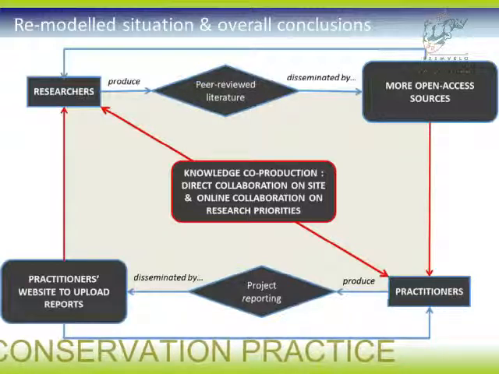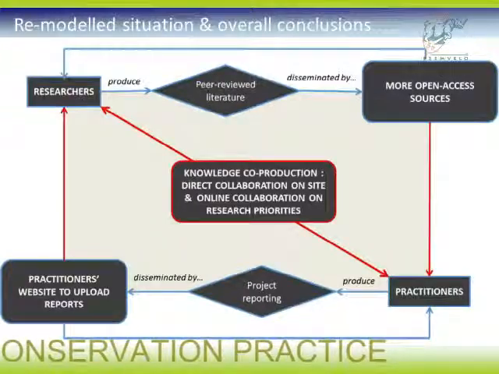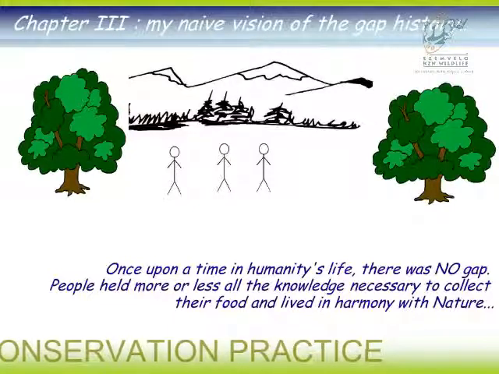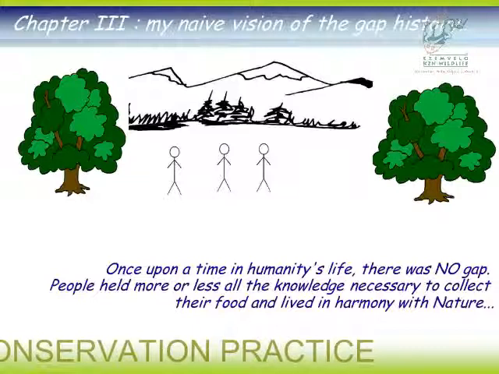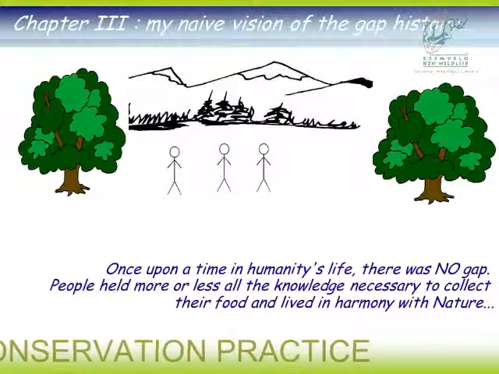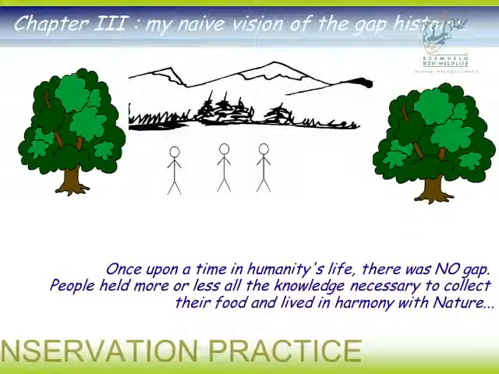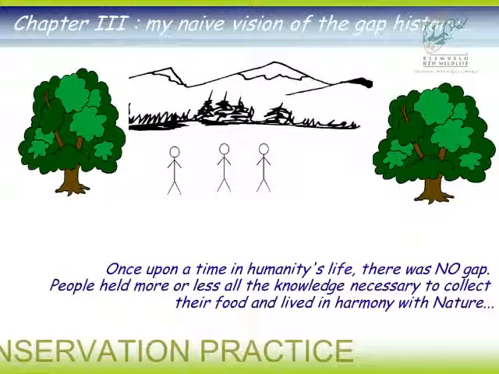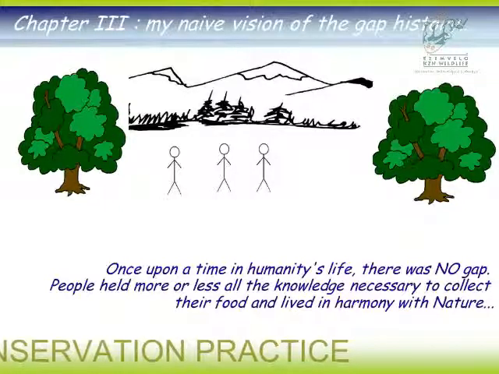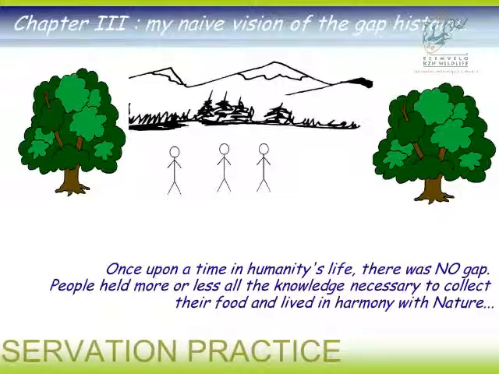So that's my conclusion, and I have a chapter 3, which I like to call my naive vision of the gap history and of life in general. Just to open, this is not going to be a practical part of the presentation, just to put things into perspective. As far as I'm concerned, once upon a time in humanity's life, there was no gap, because we all more or less had all the knowledge necessary to live in nature, to get our own food without destroying anything, and just to live without destroying everything.